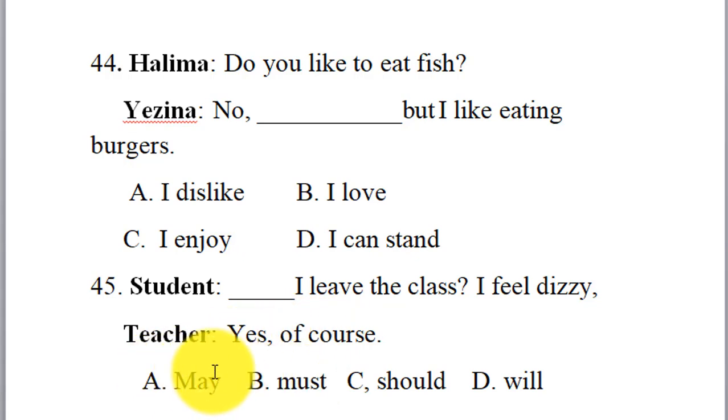May I leave the class, please? Must I leave the class? Should I leave? Yeah. Must cannot be. Is not appropriate for asking permission, but rather it is personal. No, but sometimes obligation, prohibition, and what's called moral obligation.